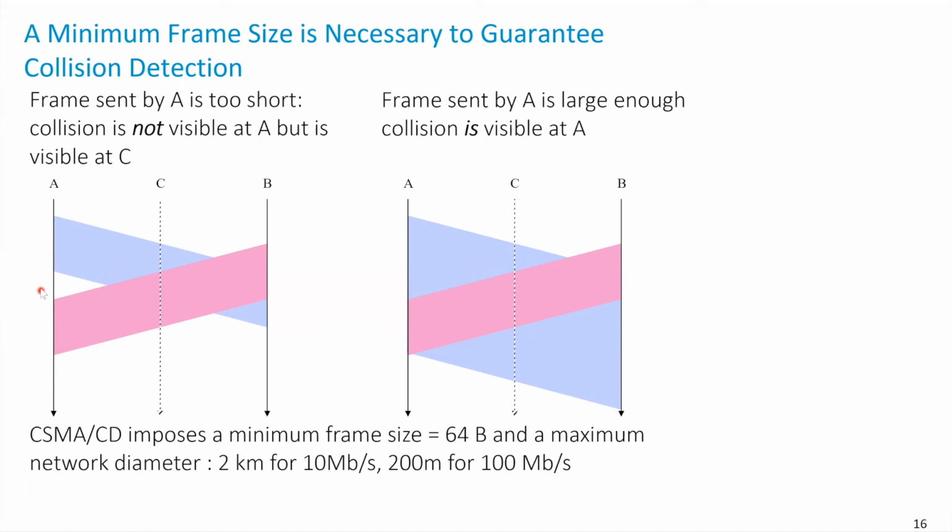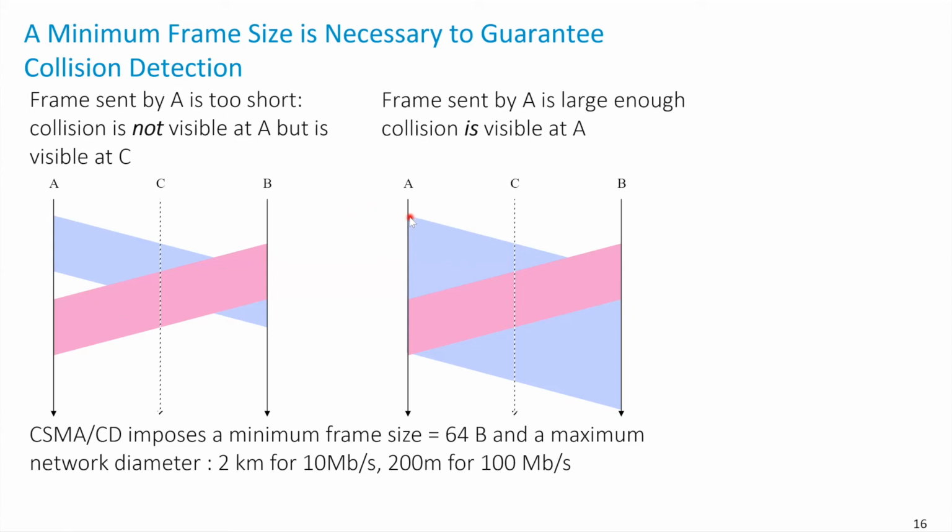A does not see a collision. But that might be a problem because if the packets of A and B were intended to C, for example, C can see a collision. So you cannot guarantee in this case that the packet was truly received by the intended recipient. Of course, in such a system, you don't know where the recipient is.